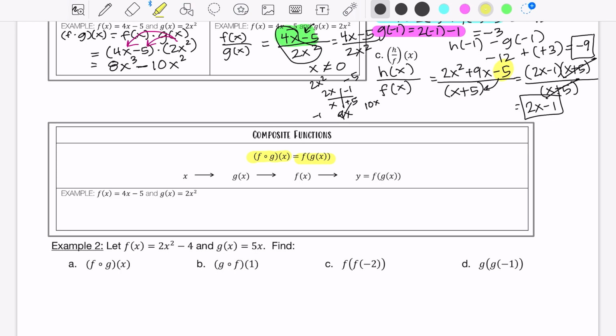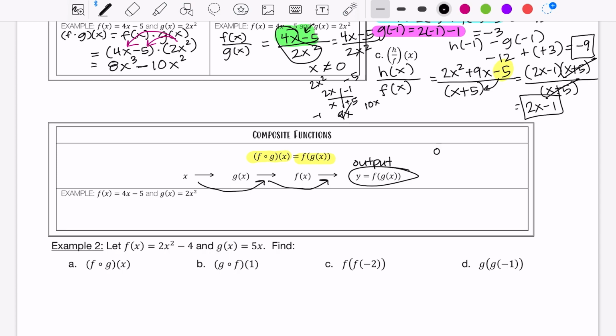So what it means first is x will go into the g function, which it already will be, and then you'll plug that into the f function, and then you'll have your output, okay? So it goes through a couple of steps before you get to the output.